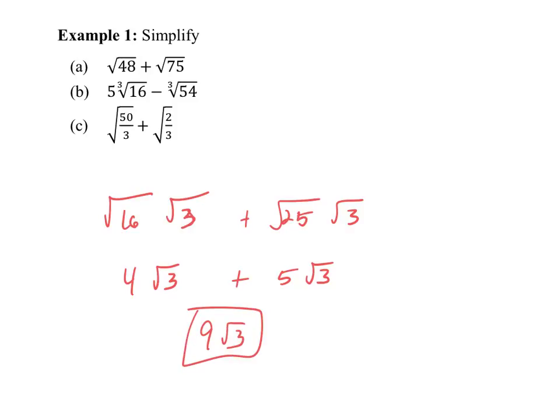And I cannot go further because root 3 cannot be simplified. Root 3 is in its simplest form. There's no denominator, so I don't have to go with any of the rationalization stuff. And root 3 can't be broken down further, so I stopped there. Questions on part A? A is the easiest one, obviously. Okay, so let's go to part B.